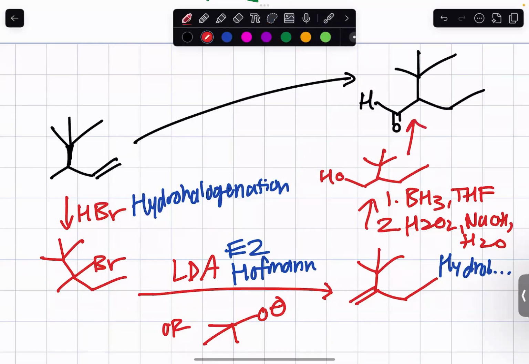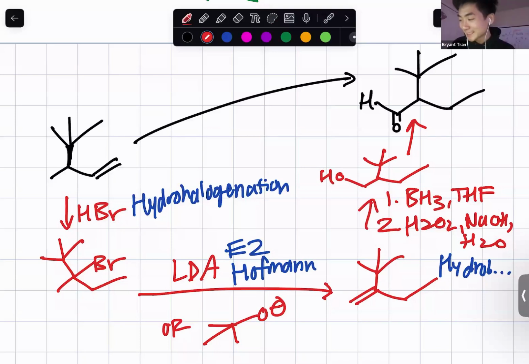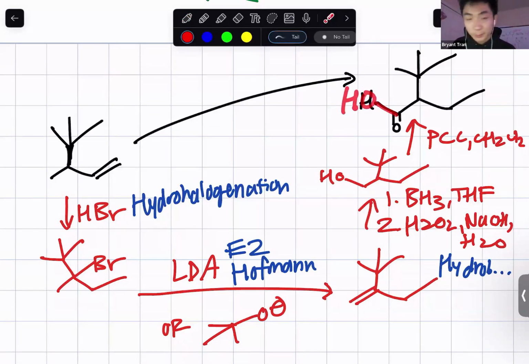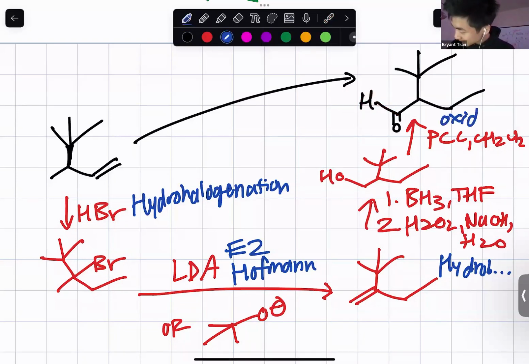Oxidation, yes. And with PCC. Yes, PCC, a weak oxidizing agent like PCC. We don't want to use Jones because Jones would go all the way to the carboxylic acid. If this was a carboxylic acid, then you would want to use Jones, right? So don't forget about the oxidation reactions as well.